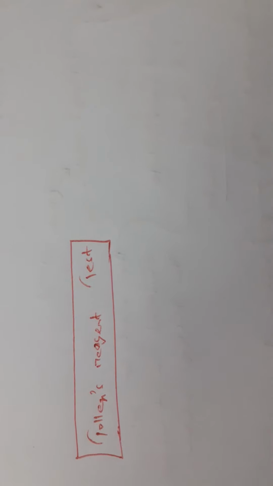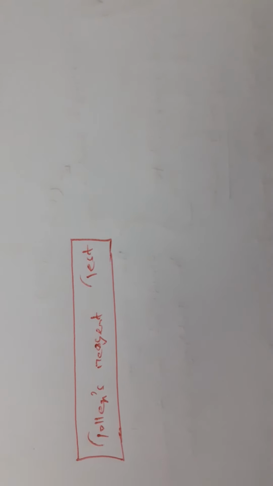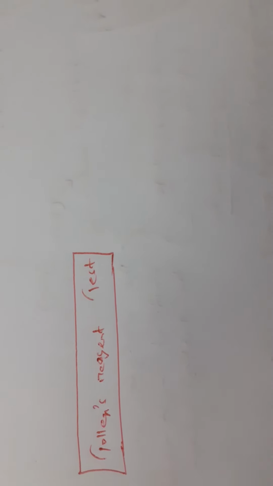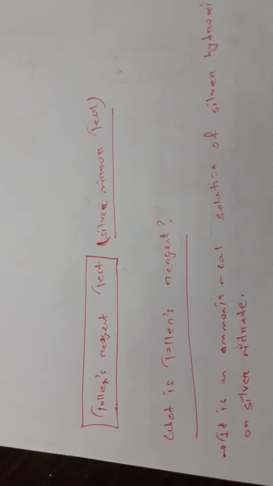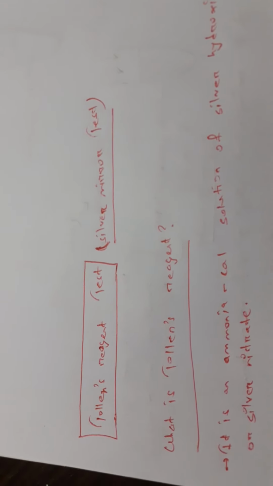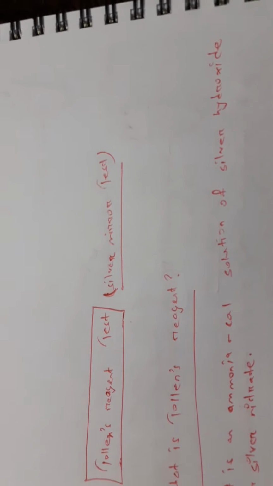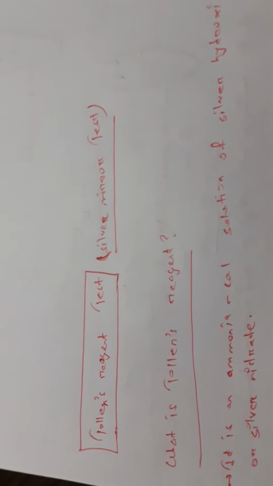This test also uses the fact that aldehydes are better reducing agents than ketones, or aldehydes get oxidized more easily than ketones. It is also called the silver mirror test. So, what is Tollen's reagent? In simple words, it is an ammoniacal solution of silver hydroxide or silver nitrate.